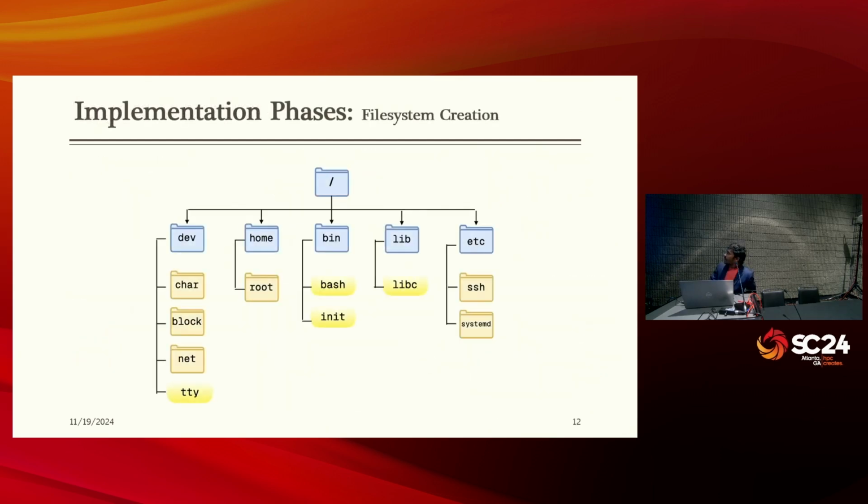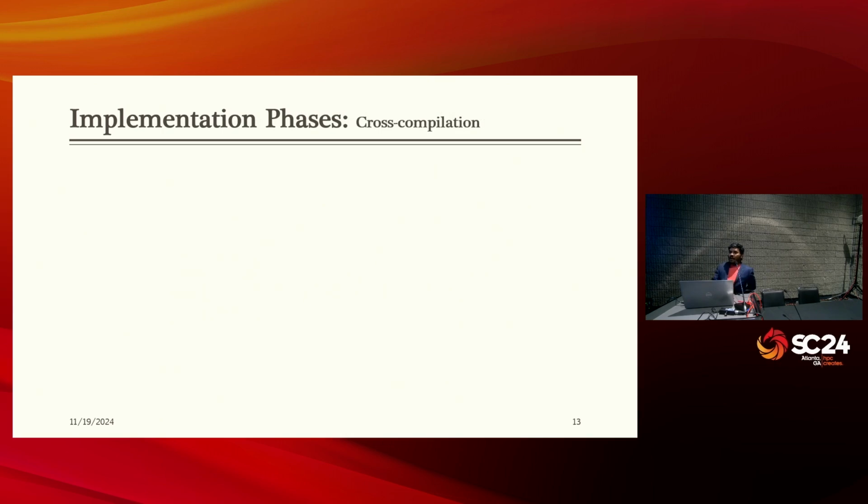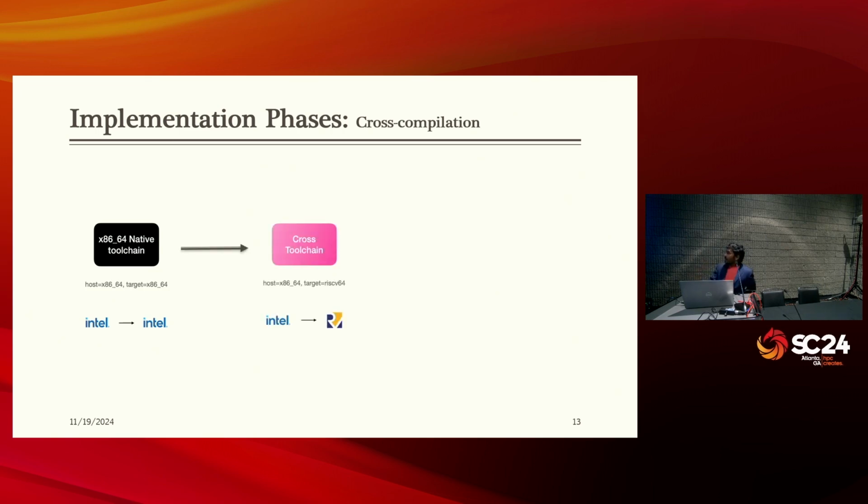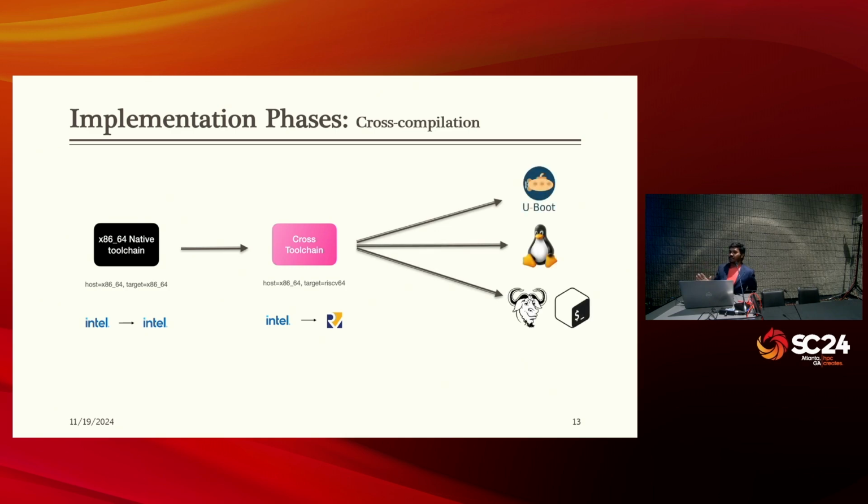Next, in the implementation phases, the first step is creating a file system hierarchy structure based on the Linux Filesystem Hierarchy Standard, like all other Linux distributions follow. In this phase, by using the x86 native toolchain, we are creating the RISC-V cross toolchain. And by using this RISC-V cross toolchain, we are cross-compiling the basic packages which are required for the target image, like bootloader, Linux kernel, and some user space applications.